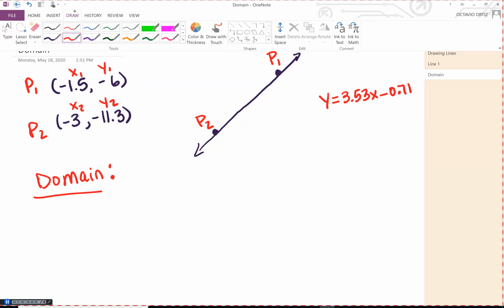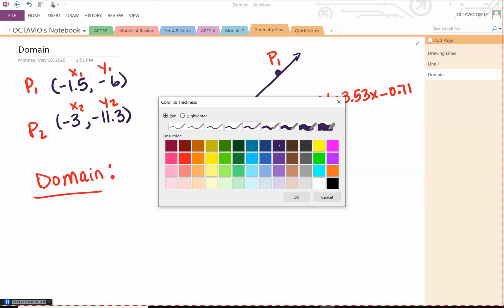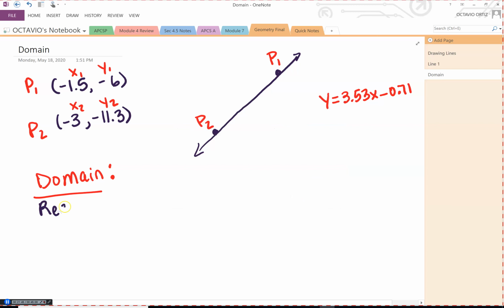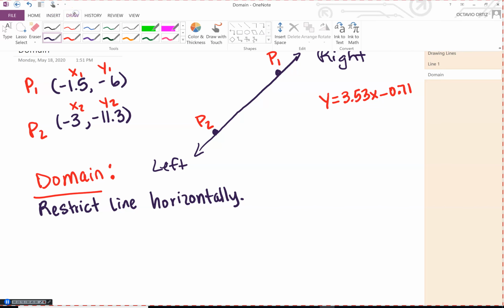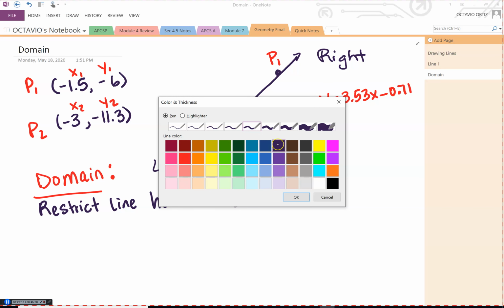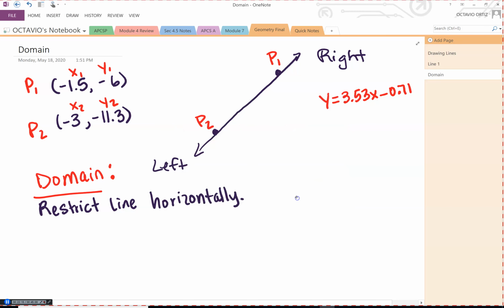Domain is how you restrict your line horizontally. What that means is, let's say that you want to graph your line, but you don't want the line to go on forever to the right, and you don't want it to go on forever to the left. So what we're going to say is, I want this line, but I want it to stop, basically.